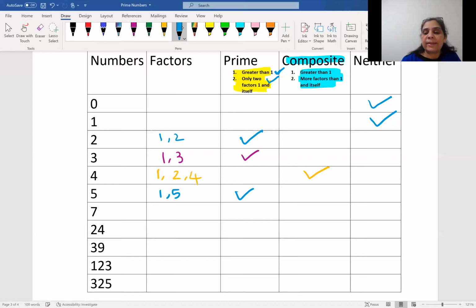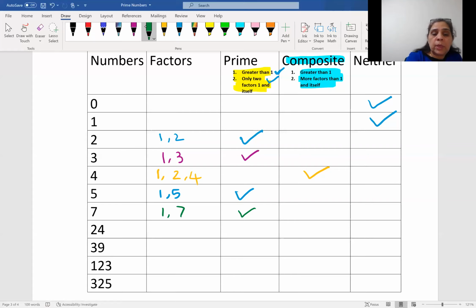Now everyone has an idea how we will decide, right? So 7, we have only 2 factors, 1 and 7. So that is prime. 24, do we have more factors than 1 and itself?